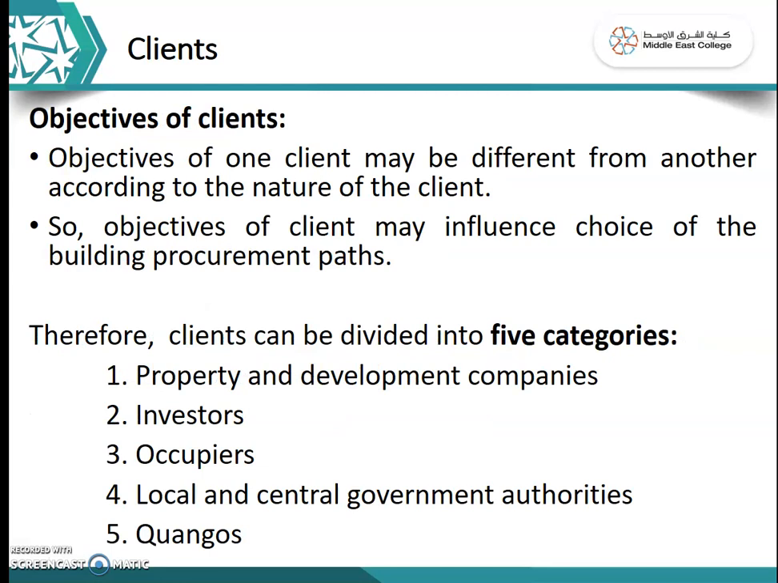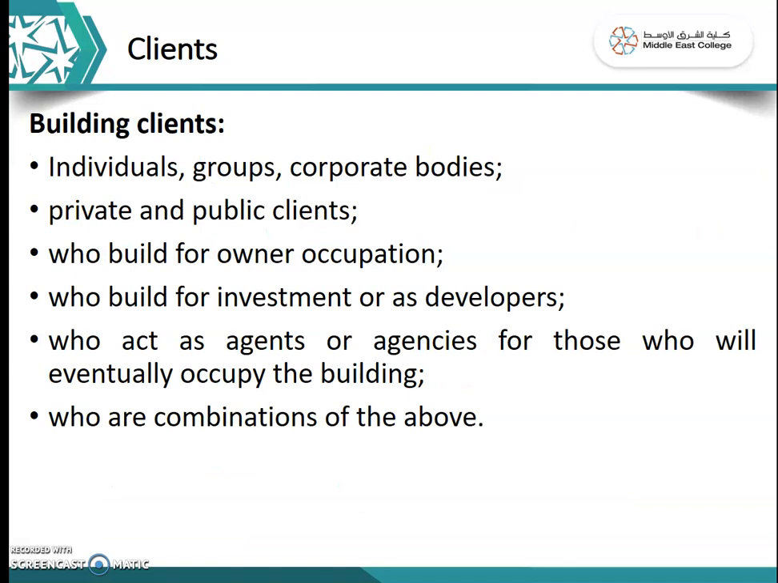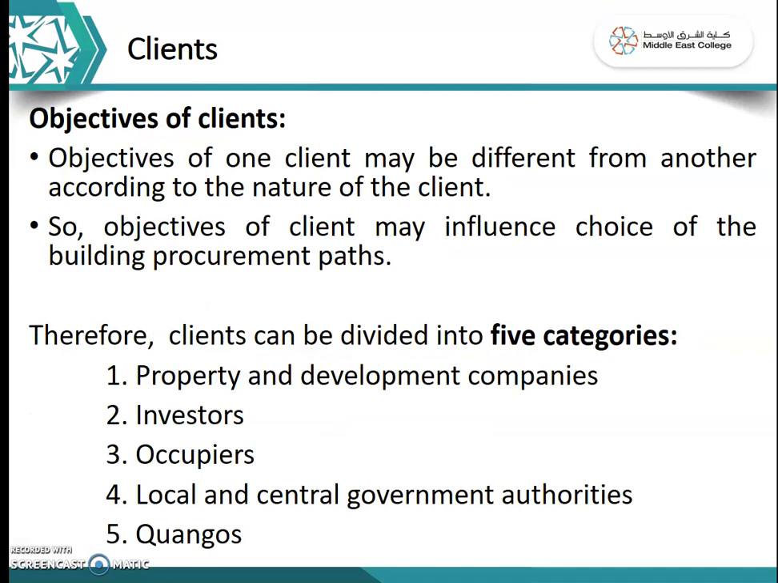Now coming to the general objectives of a client. A client may have different forms of objectives, depending on the nature of the client. As we discussed in the previous slide, the objectives might be decided based on the type of the client. The main objective of the client influences the choice of procurement path, because according to the type and objective of the client, we may decide on the building procurement path.